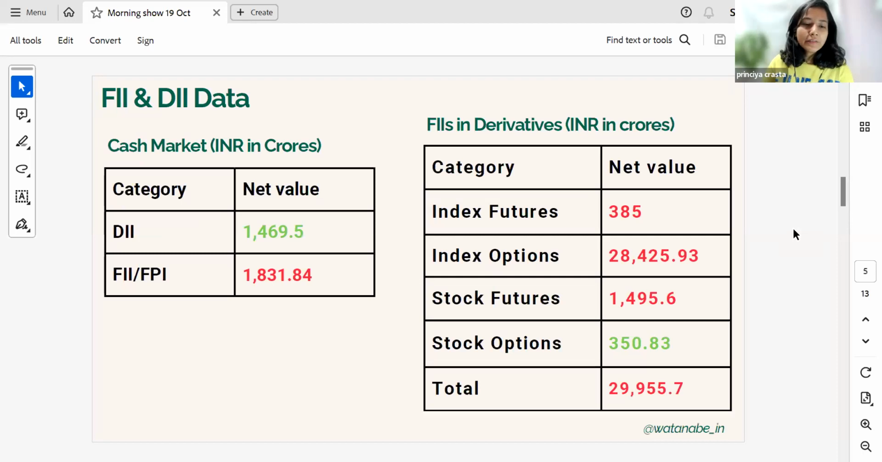In FII DII data, we can see that the DIIs have bought in the cash market, whereas FIIs have sold in the cash market. FIIs in derivatives have gone short in index futures and options. And overall, there is a selling of around 29,955 crores.